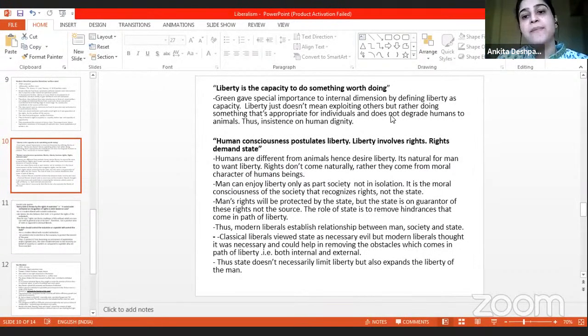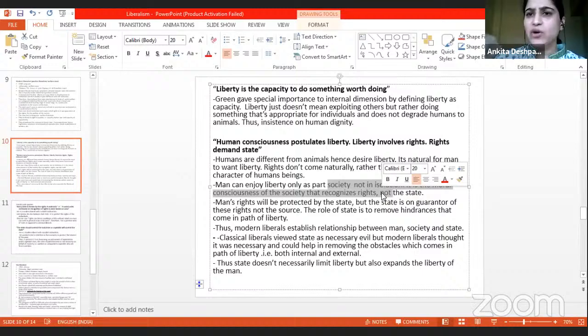So I'll repeat again. Liberty necessitates rights. Rights come from the moral character, the moral consciousness of a person. They are not natural, according to T.H. Green. Rights are guaranteed by society, because rights cannot be enjoyed in isolation. Rights only come when I am living in a society. So rights are recognized by society, not by the state. They are the moral consciousness of a society, but their enforcement is done by the state.